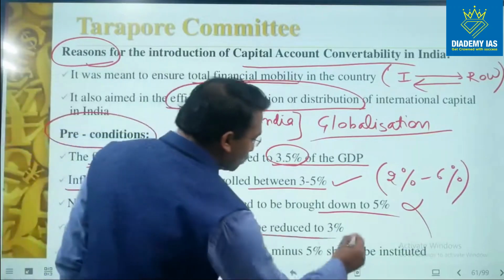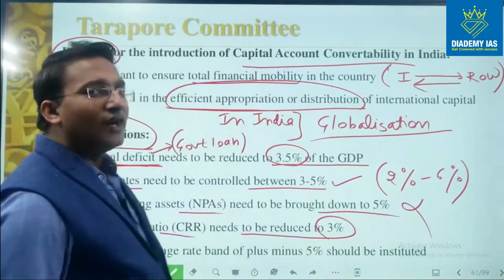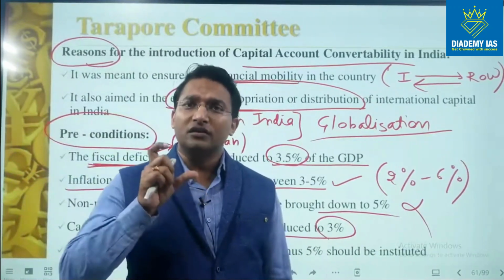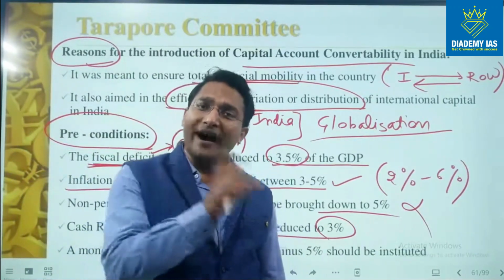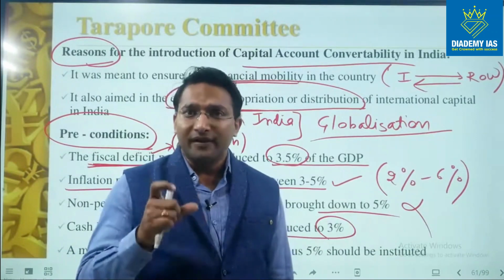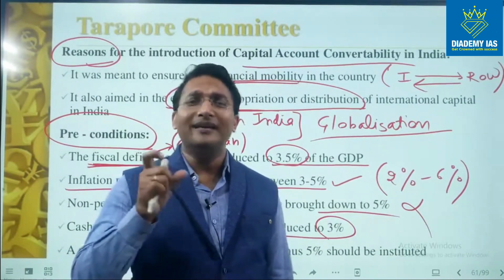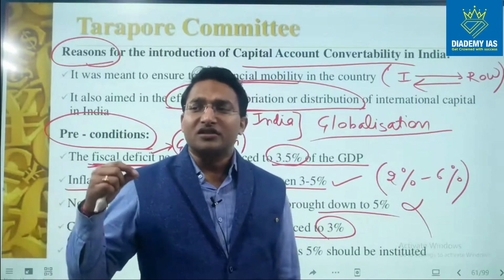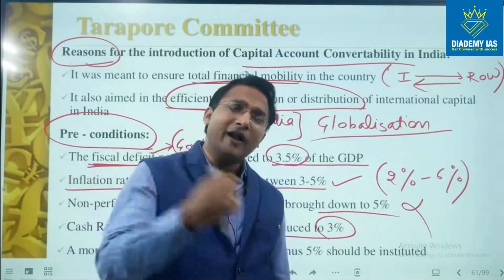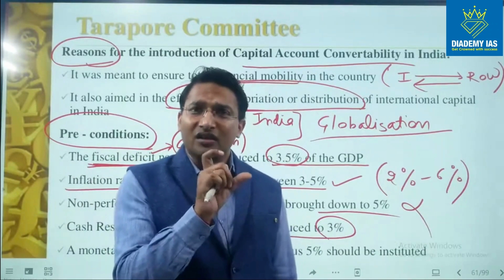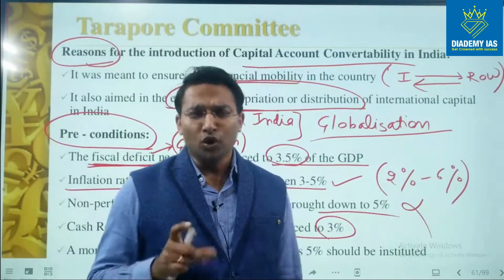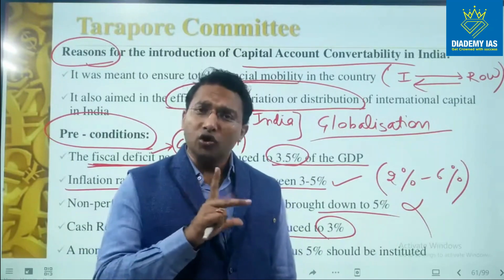CRR needs to be reduced to 3%. As of now, the cash reserve ratio, the amount which banks have to keep with the RBI as a percentage of NDTL, net demand and time liabilities, is ranging between 4% to 5%. So this condition is also not met.